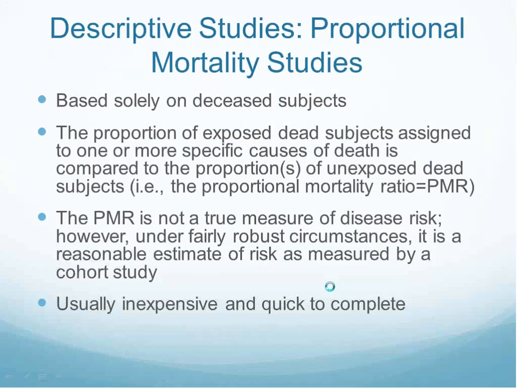Okay, moving on to the next type of descriptive study. Proportional mortality studies, as the title might suggest, are based completely on deceased individuals or subjects. It's fairly simple in its design, in that it looks at the proportion of subjects who died from a specific or general cause of death who were exposed to something versus those who died and were not exposed. What this produces is called the proportional mortality ratio, or the PMR, which is one of those effect estimates you might see in the literature as you're reading up on environmental agents and health.